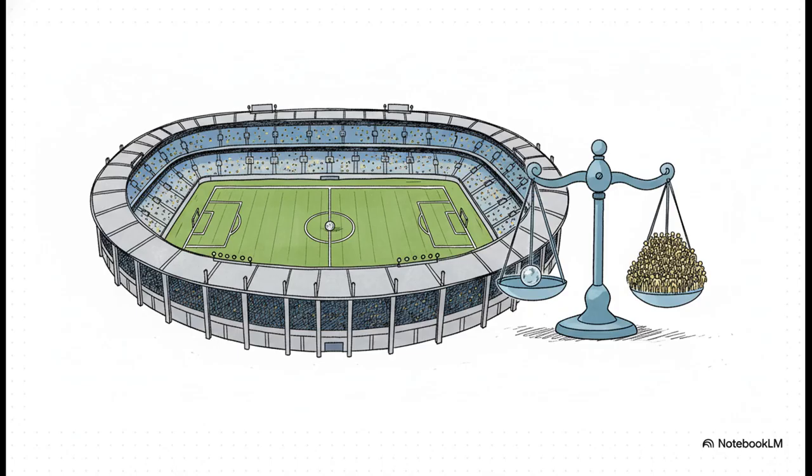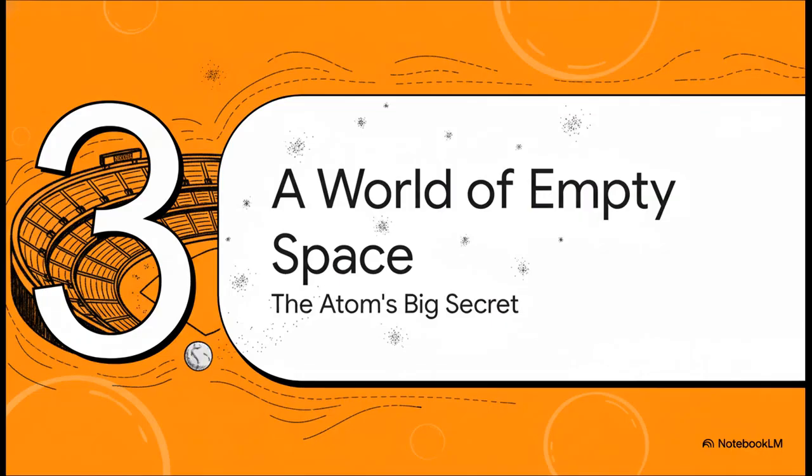If you could blow an atom up to the size of a football stadium, the nucleus, the part with almost all the mass, would be nothing more than a tiny marble sitting on the 50-yard line. But, and this is the absolutely wild part, that single tiny marble would weigh as much as every single person sitting in the stands. So wait a minute. If the nucleus is just a marble in a stadium, and the electrons are like tiny dust specks flying around the stands, what's in between? What's filling all that space? The answer is nothing. The atom's biggest secret is that it's almost entirely empty space.